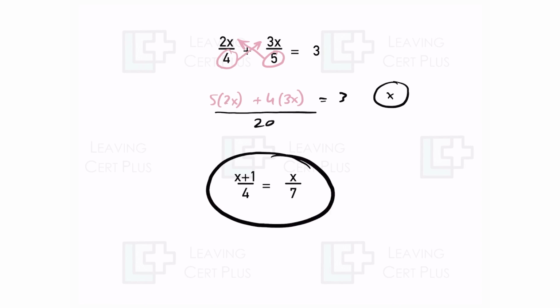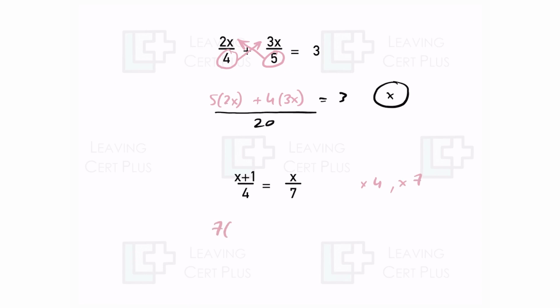So in a situation like this, I've got a question. Can you use cross multiplication? Yes, you can. So I can multiply across by 4 and I can multiply across by 7. And that is the process of cross multiplication. So I could say it's 7 times x plus 1 and I could say it's 4 times x, and then I can continue on with my question. Okay, and you can go ahead and solve for x there.